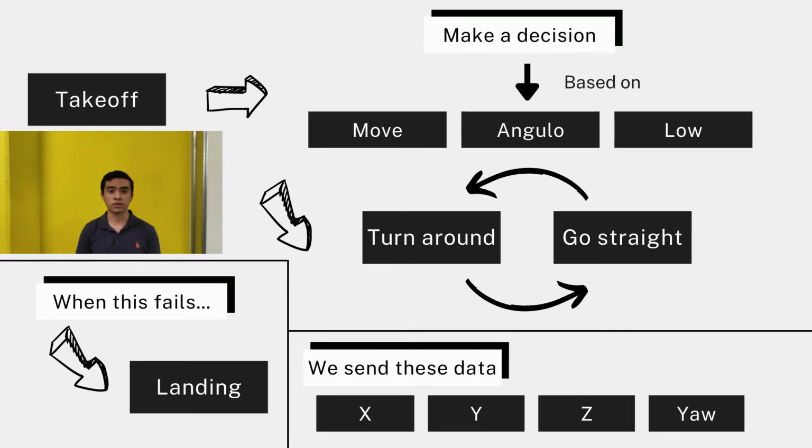For the landing strategy, we count the number of changes between both states. When this counter reaches 100 times, the landing state is activated.